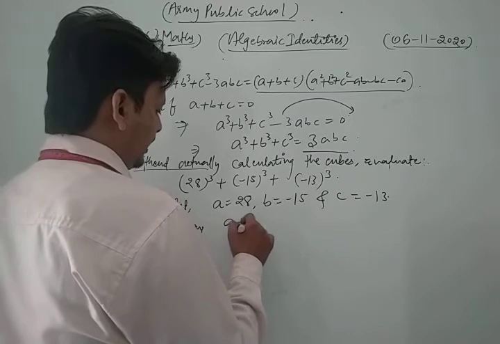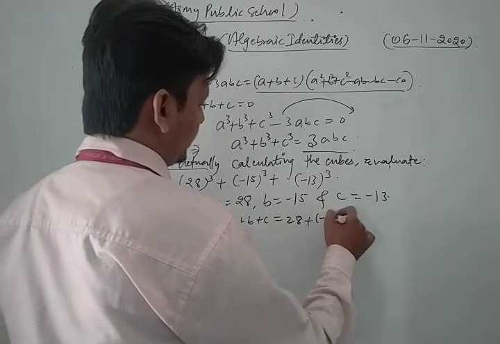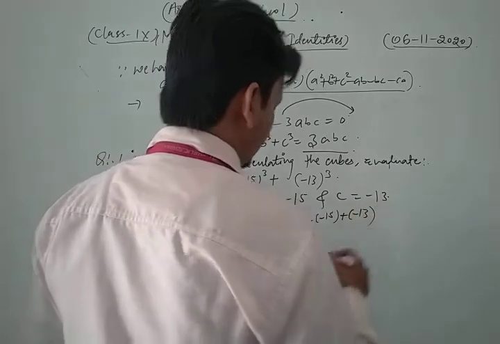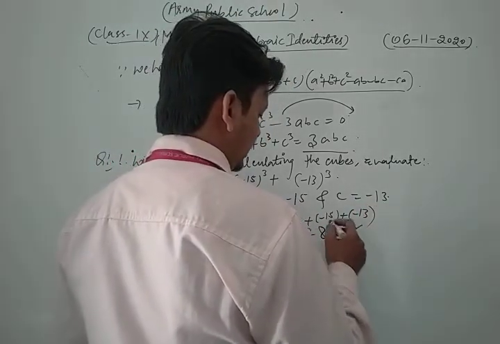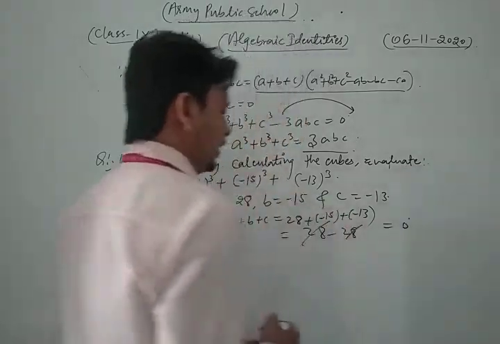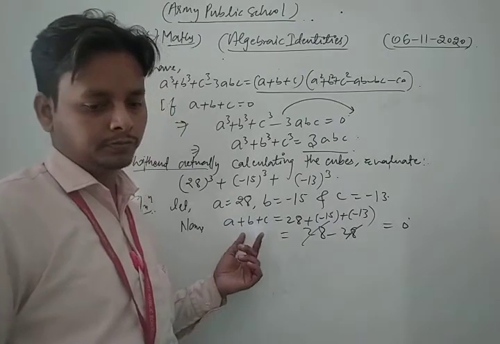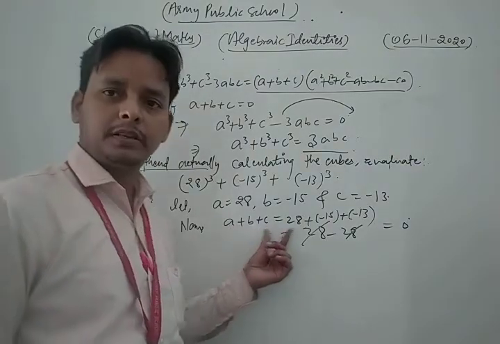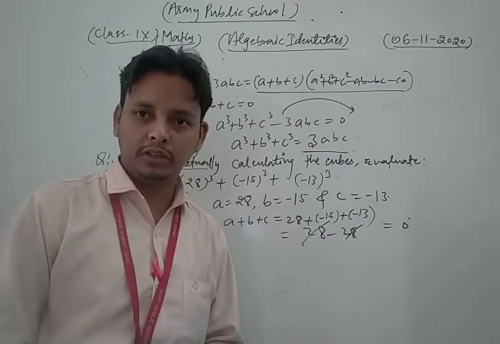Now a plus b plus c means 28 plus minus 15 plus minus 13, that means 28 minus 28, they cancel each other, so we get 0. In this way, dear students, we get the value of a plus b plus c as 0.